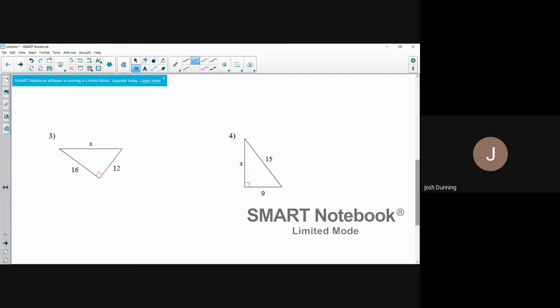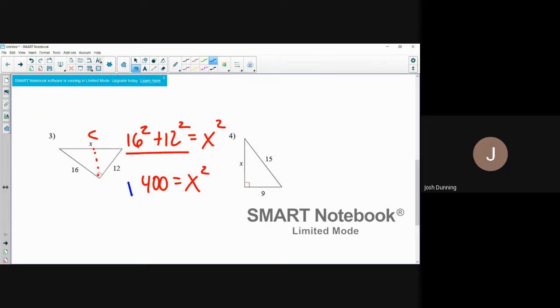On 3, okay, even though the triangle's kind of spun around a bit, across from the box, that's got to be C again. So a squared plus b squared, 16 squared plus 12 squared equals x squared. Like I said, you can do 16 times 16 and then 12 times 12, or you just type that whole thing in since you're just going to add them anyway. You get 400. Opposite of square, again, square root cancels the square out. The square root of 400 is 20.